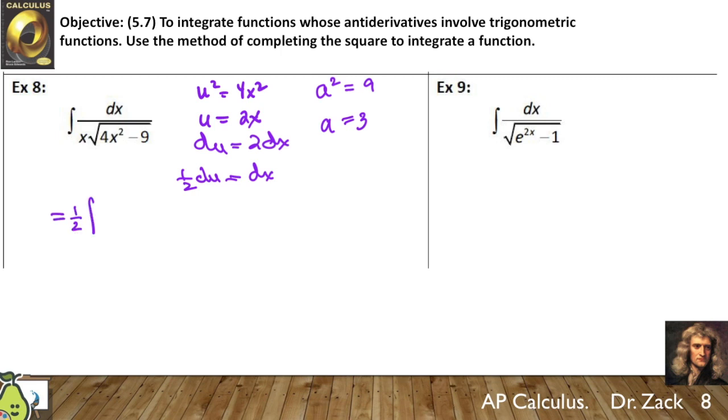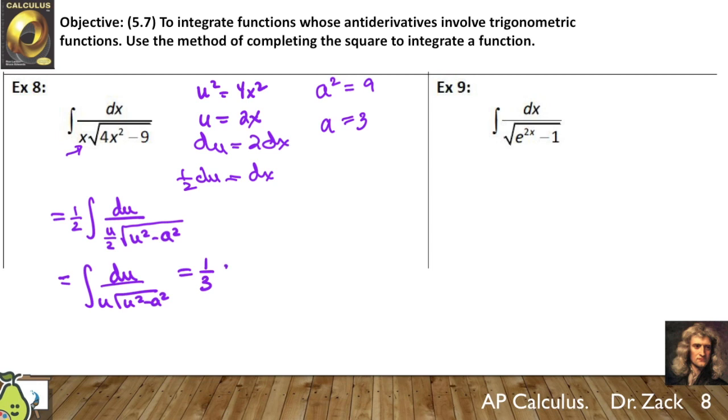We have 1/2 the antiderivative du over, now wait, what was x equal to? That's going to be u divided by 2, square root of your u squared minus a squared. So we clean it up a little bit, and we're back to du over u square root of u squared minus a squared, which you know is that arcsecant. So we will have 1/3 arcsecant, the absolute value of 2x divided by 3, plus c.